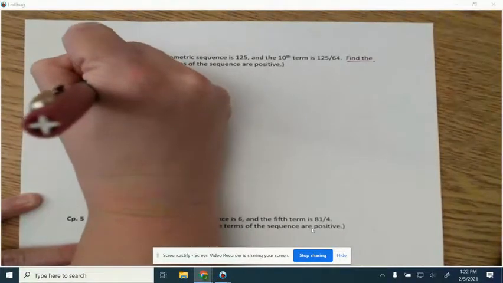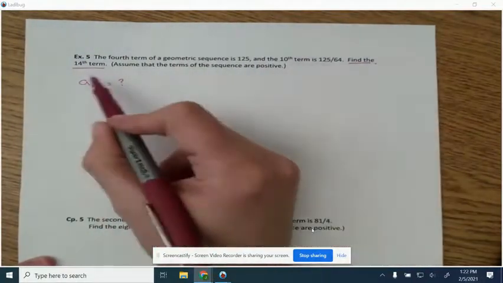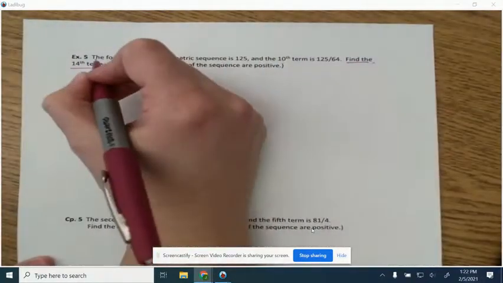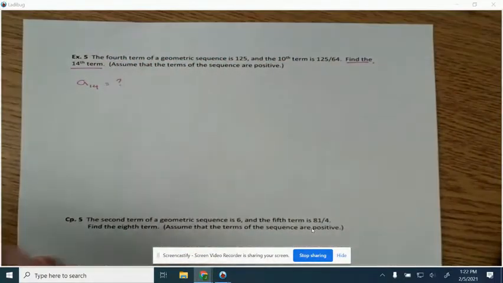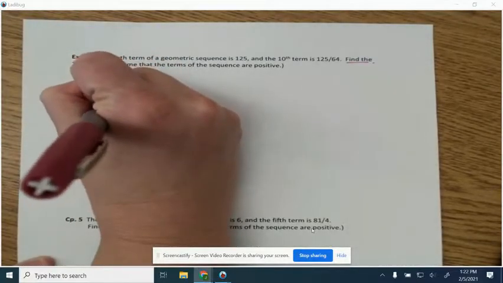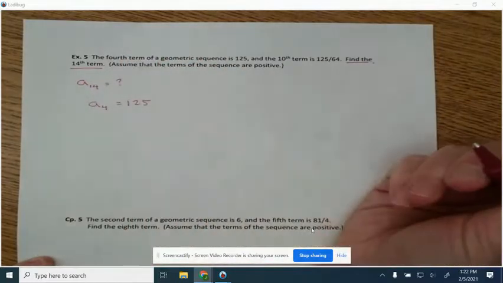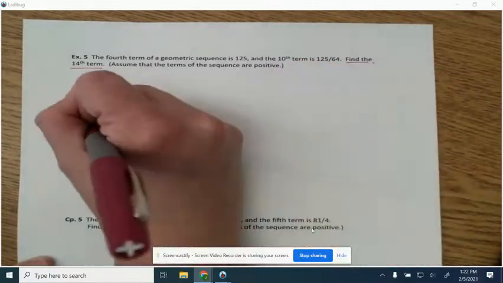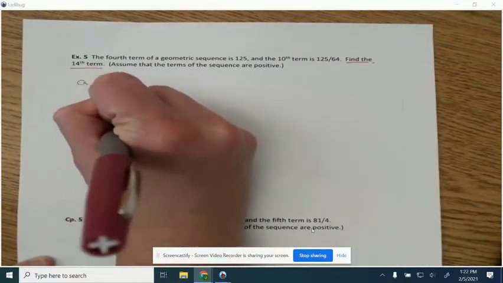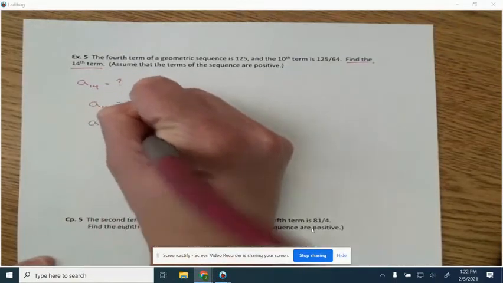I always like to give myself a goal at the top of my problem because it keeps me focused. And I always start at the bottom and then work my way back to the top. So we are told the fourth term of a geometric sequence is 125. I stop right there and I write, okay, a sub 4 equals 125. And then I start reading again. The 10th term is 125 over 64. I stop. I know that a sub 10 is equal to 125 divided by 64.